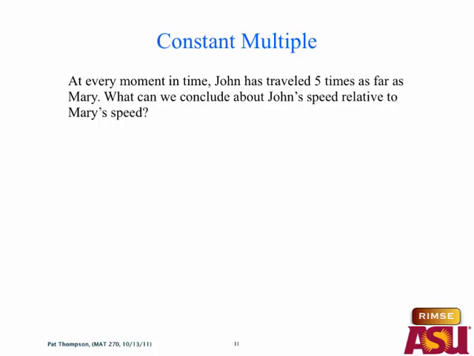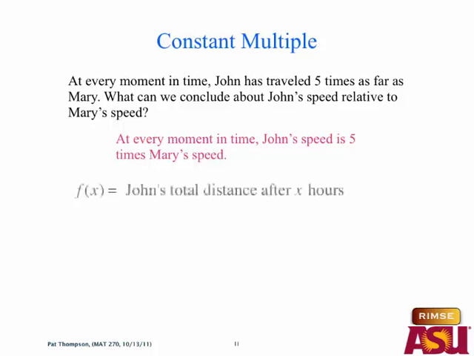Okay, constant multiple. So we've got two rules now: a power rule and a constant rule. Here's another one. At every moment in time, John has traveled 5 times as far as Mary. What can we conclude about John's speed relative to Mary's speed? 5 times bigger. So at every moment in time, John's speed is 5 times Mary's speed.